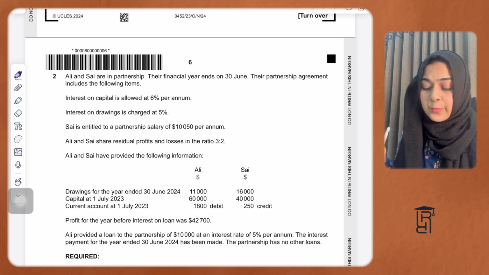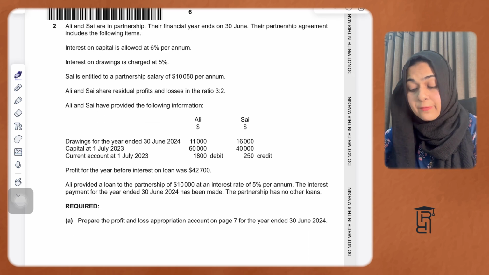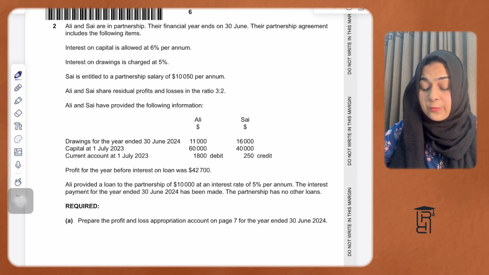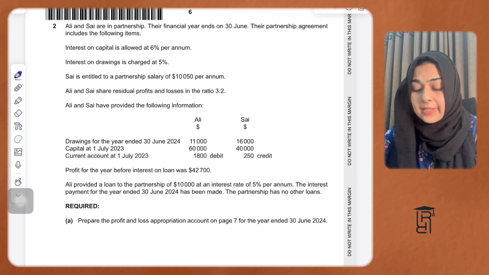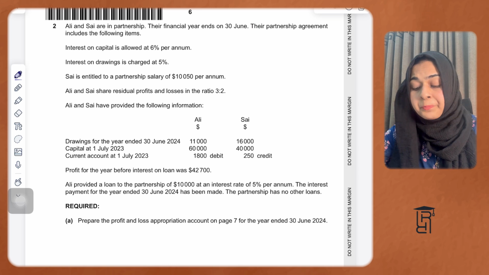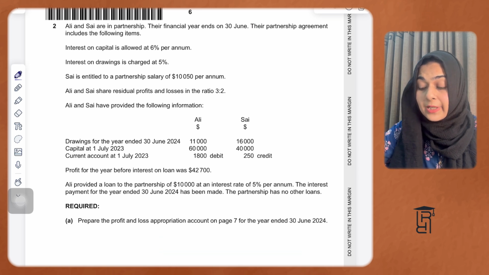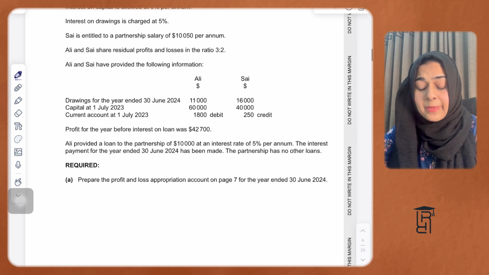Ali and Sai have provided the following information. They've given you drawings for the year ended 30th June 2024. For Ali, it is 11,000. For Sai, it is 16,000. Capital at start. For Ali, it's 60,000. For Sai, it's 40,000. Current account balances at start. There's a debit balance for Ali and there's a credit balance for Sai.